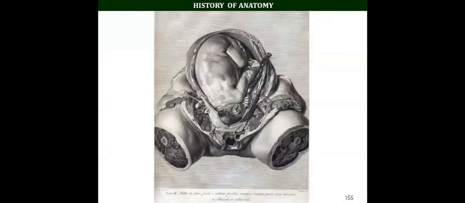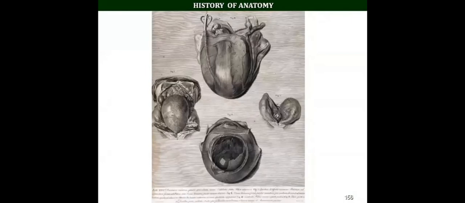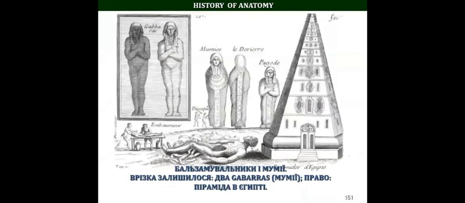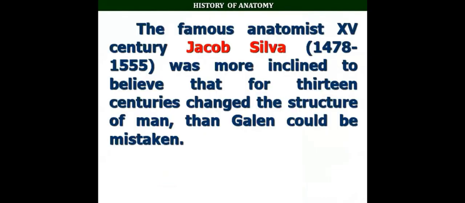And a different picture in a different atlas. It was not made by doctors, but a great painter may draw some structure in different parts of the human body. And the famous anatomist of the 15th century, Jacob Silva, was more inclined to believe that the structure of man changed over 13 centuries than that Galen could be mistaken.